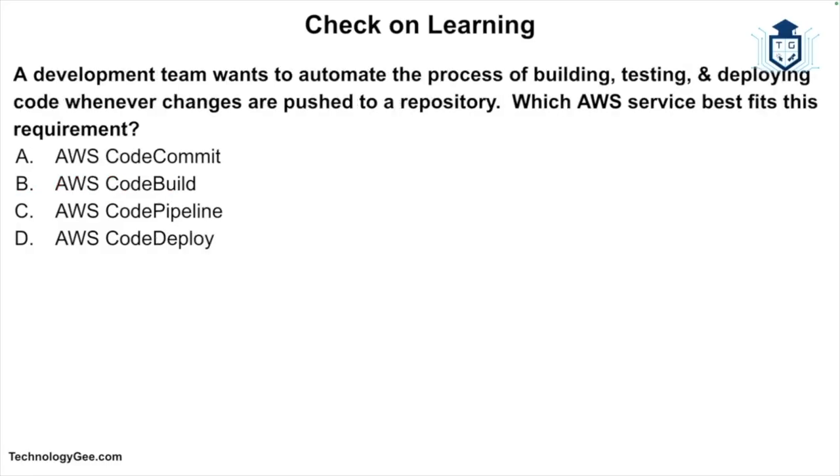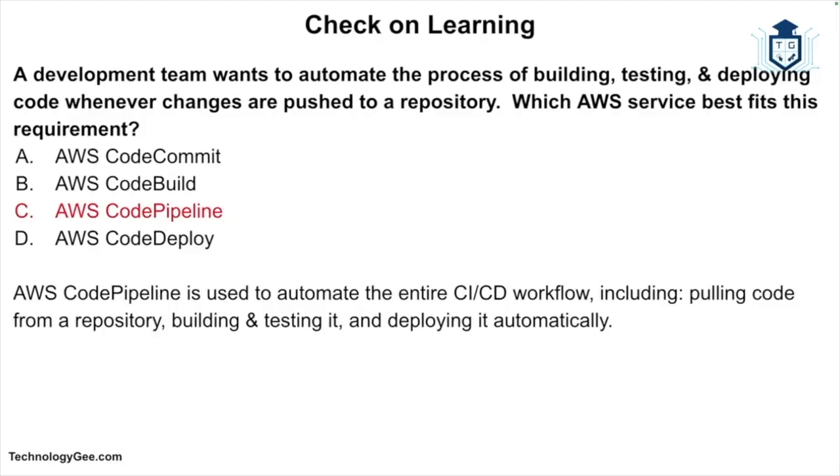Next question. A development team wants to automate the process of building, testing, and deploying code whenever changes are pushed to a repository. Which AWS service best fits this requirement? Is it AWS CodeCommit? Is it CodeBuild, CodePipeline, or CodeDeploy? And the correct answer is AWS CodePipeline. So CodePipeline is used to automate the entire CI/CD workflow, including pulling the code from a repository, building and testing it, and deploying it automatically.